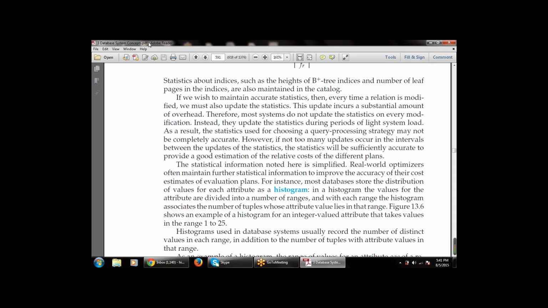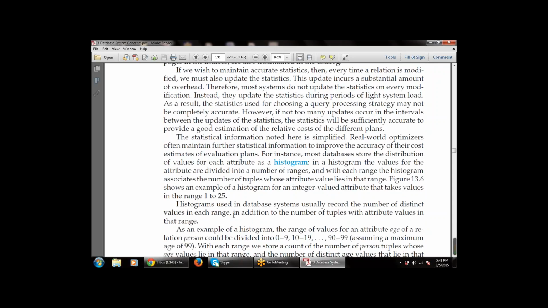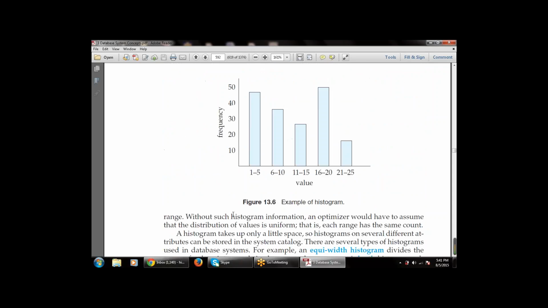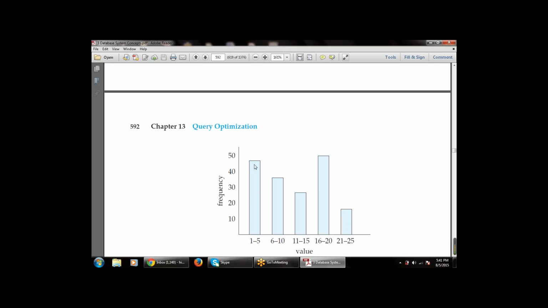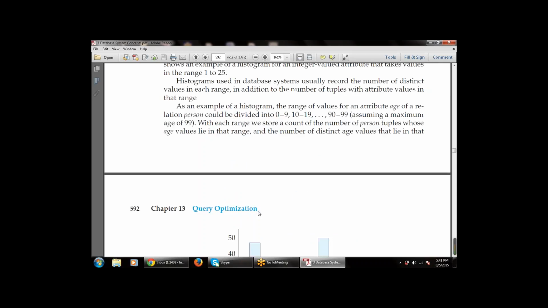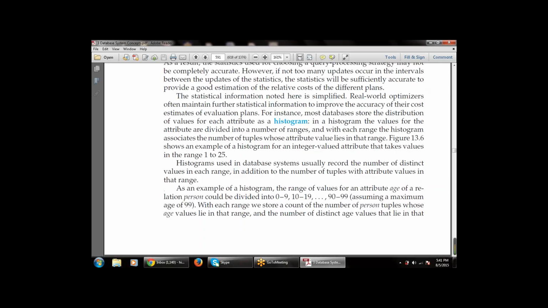Figure 13.4 explains the histogram for integer values that take numbers from 1 to 25. So from 1 to 5 there will be around 45. Then there will be 37 to 35. Then 11 to 15 will be 23. Then 16 to 20 there will be 47 or 48. Then 21 to 25 there will be 18. That is also defined in terms of the histogram. That is an example of a histogram.